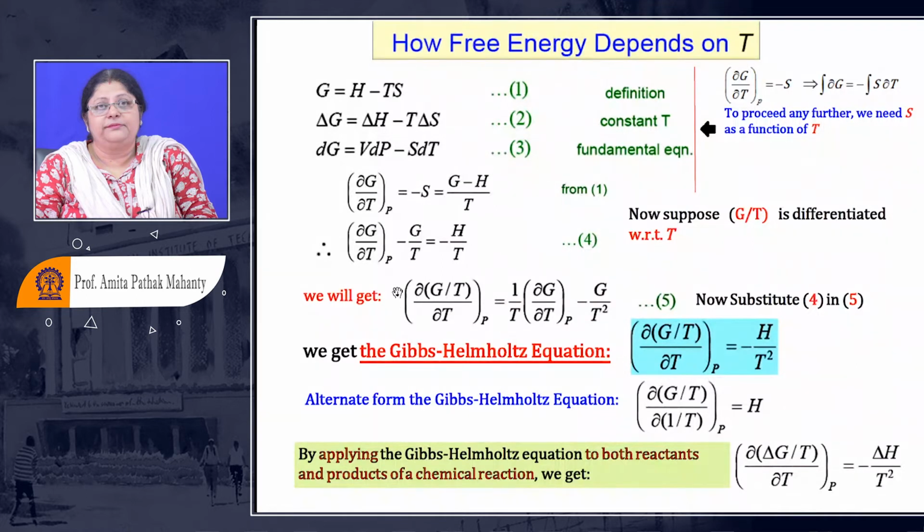Taking T common, I can take T this side. Then what do I have? Del G by del T at constant pressure minus G by T. I have taken T common and taken this to this side. Now, if you compare, what you have here is this expression, delta G by delta T at constant pressure minus G by T. Now substitute that in this.